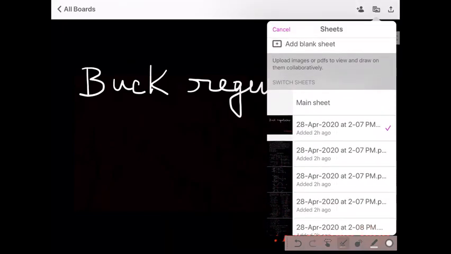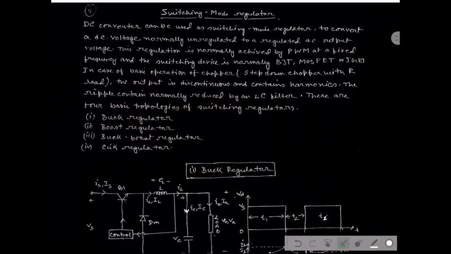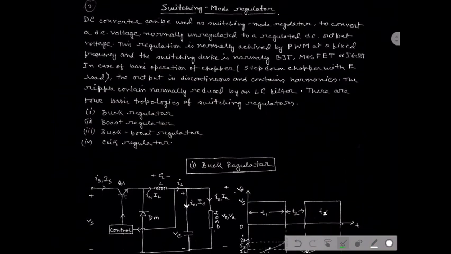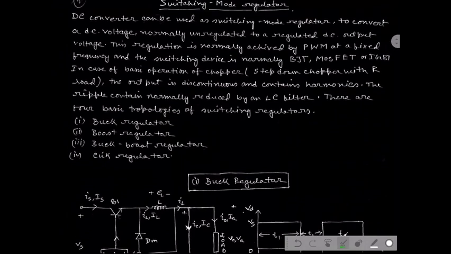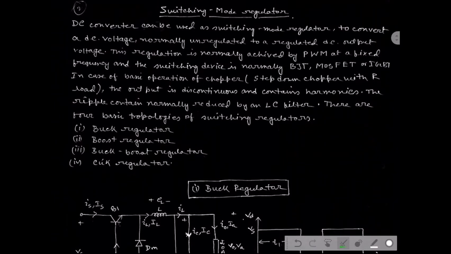So before going into this topic, we should be aware of a few things regarding buck regulator. See, what is buck regulator? A DC converter can be used as a switching mode regulator to convert a DC voltage, normally unregulated, to a regulated DC output voltage. That means it is a kind of converter or regulator through which we can regulate the output voltage.